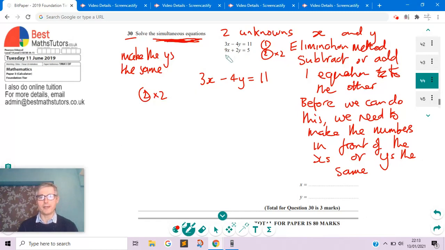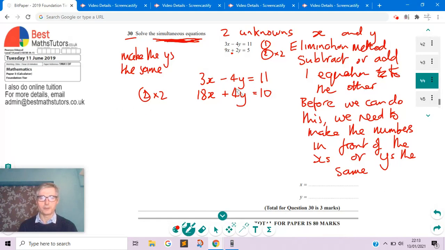So that means I've got to times every part of this by 2. So if I times the 9x by 2, that's going to give me 18x. And then if I times 2y by 2, the sign's got to stay the same as it is there, so it's still a plus. That's going to give me 4y. And if I times the 5 by 2, that's going to give me 10.